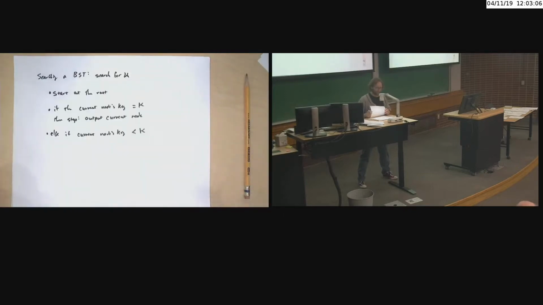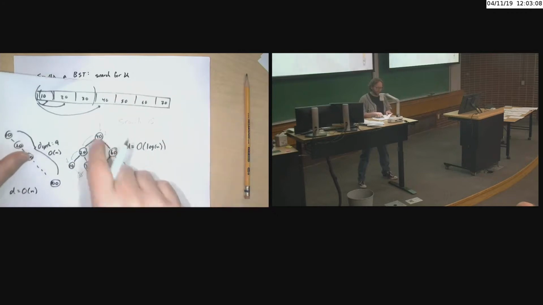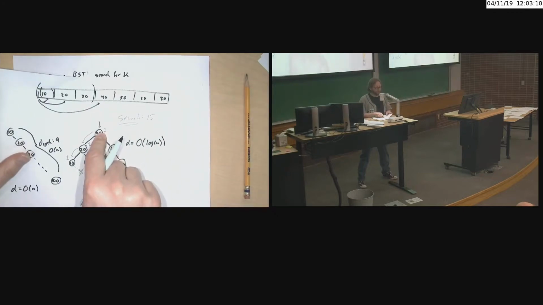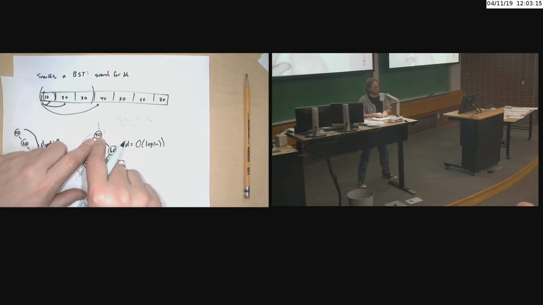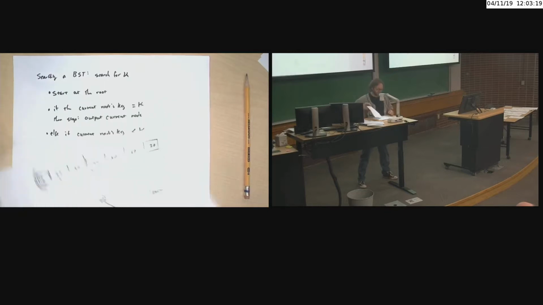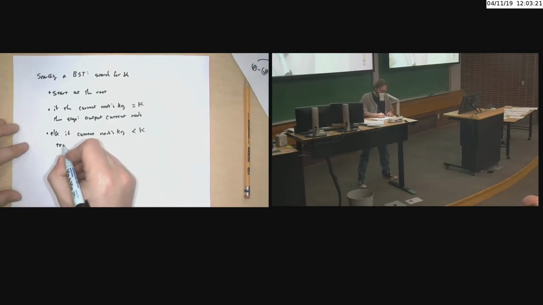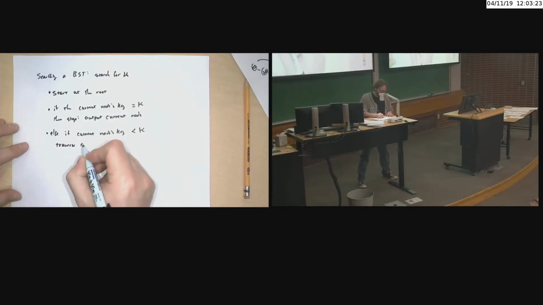Sorry, maybe I put it awkwardly. The current node is less than the key. So say that I was searching for 50. The current node is less than 50, so where do I want to go? I need to go to the right. So I will traverse right to the right child.